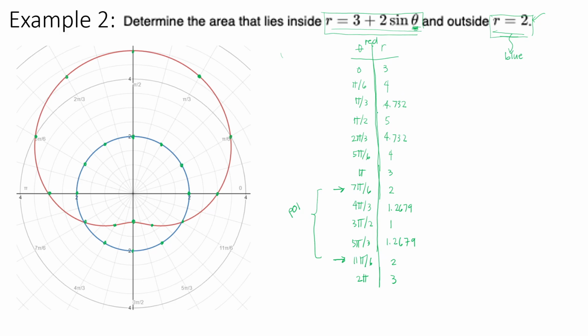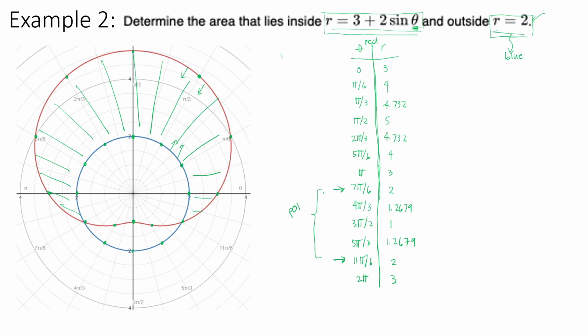So it can easily be detected in the table alone. Since it's asking for the area that lies inside r equals 3 + 2 sine theta, so inside the red graph but outside the blue graph, the entire region is this one. Okay, so again, you have to read the problem carefully. Inside the red but outside the blue one.